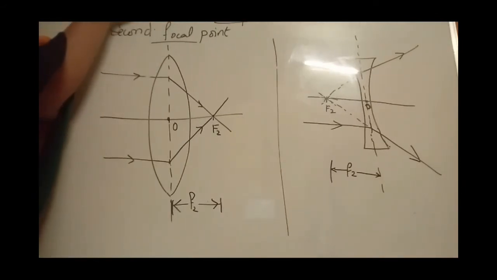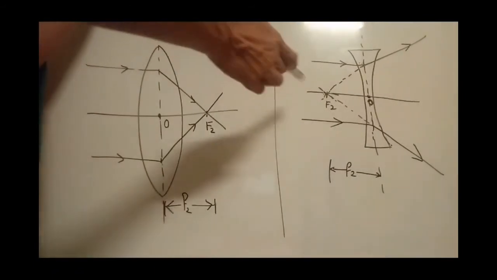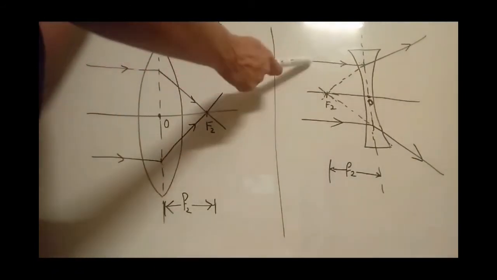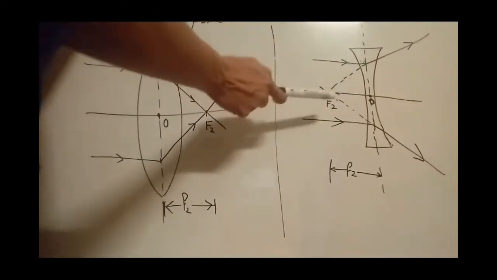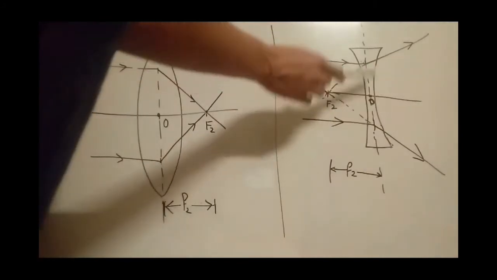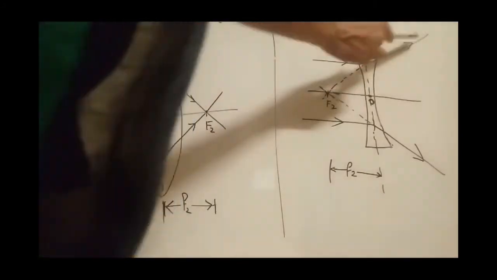Now in the case of the concave lens also, the same thing is happening. We have parallel rays; I have taken two rays parallel to the principal axis. After refraction through a concave lens, you know the concave lens is a diverging lens, they will diverge.